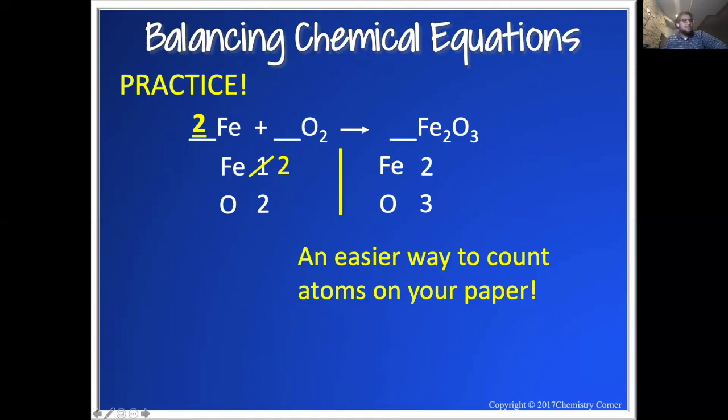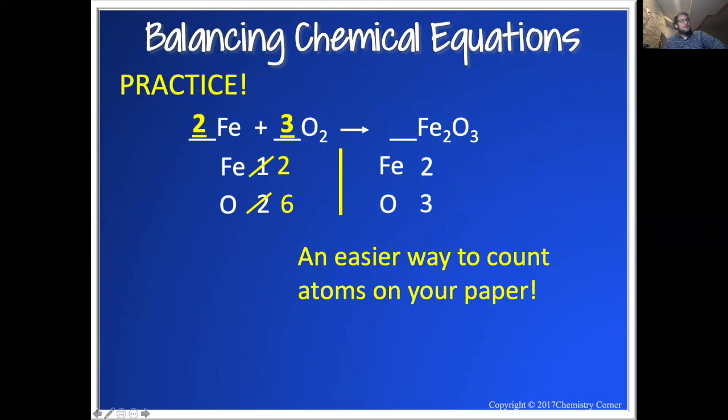if I multiply 2 times 2, I get 4. But if I multiply 2 times 3, I get 6. Those don't add up. Let's see if I can find a number that they both agree on. So if I put a 3 in front of this O2, how many oxygens will that give me? That'll give me 3 times 2, that'd give me 6 oxygens. Because 2 times 2 would give me 4, but that's not divisible by 3. So if I go up to a coefficient of 3, that gives me 6 oxygens on the left.